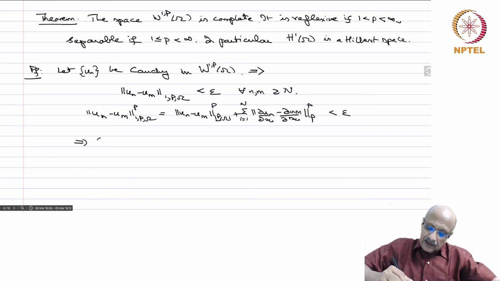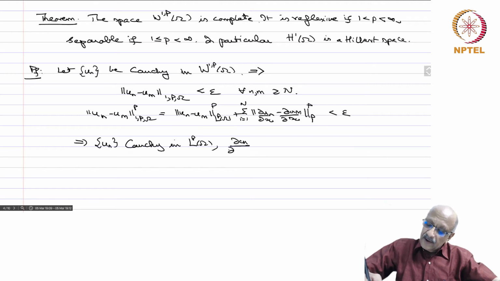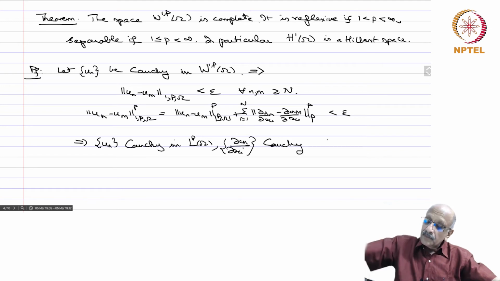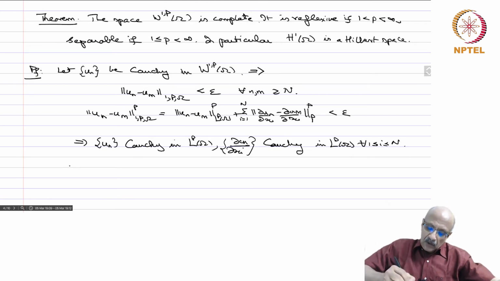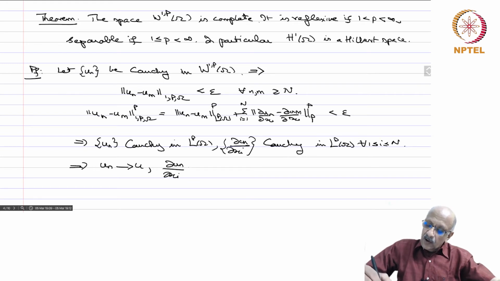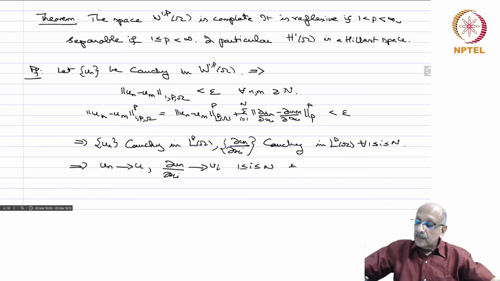This implies that un is Cauchy in Lp of omega and dun by dxi is Cauchy in Lp of omega for all 1 less than or equal to i less than or equal to n. So Lp is complete, so un goes to some u and dun by dxi all converge to some vi, 1 less than or equal to i less than or equal to n, in Lp of omega.